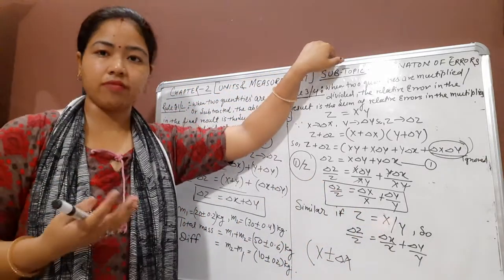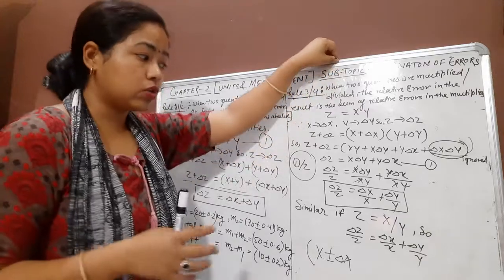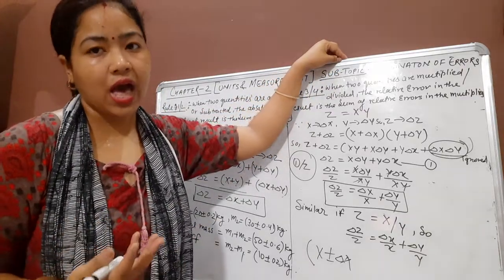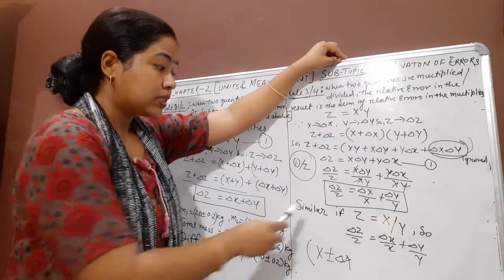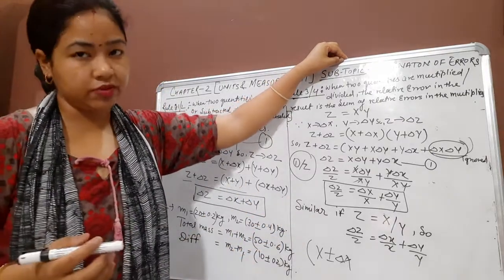That means if we have the product of two quantities, their relative errors will be added together, right? A similar rule is applicable for division also.